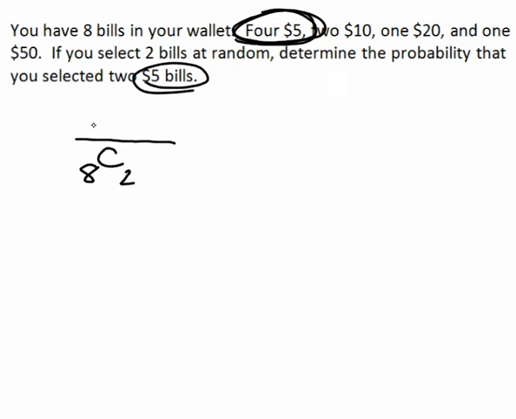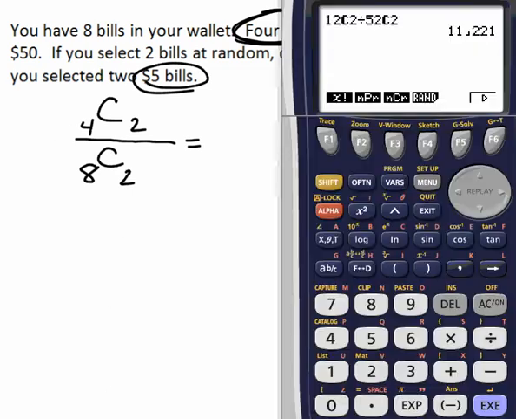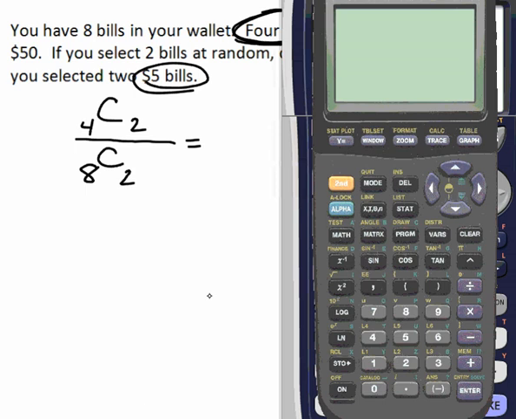Then I can say I have a total of four and I want to choose two of them. So this represents the number of ways that you can choose two $5 bills. Because remember, we have four of them. So we have four fives and we're going to choose two of them. And we have eight total bills and we're going to choose two of them. Okay, so let's use the TI calculator this time in case we have some people out there doing that.